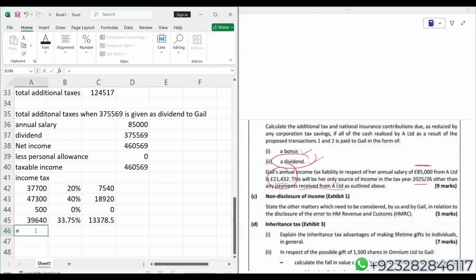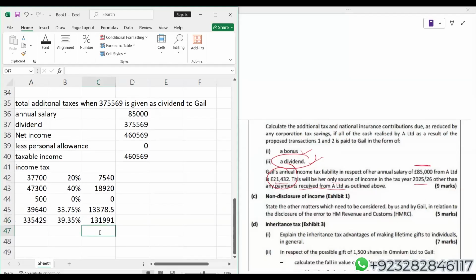Now from this, we will deduct 1,25,040. Can I say additional rate in case of dividend income is how much? It is 39.35 if I'm not wrong. 39.35. So we're getting 1,31,991. Here comes your income tax liability. You can use a sum formula. It is given to you in exam.